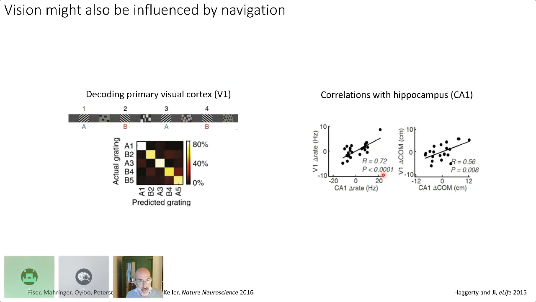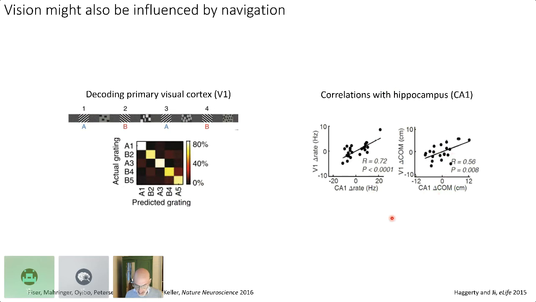And the group of Haggerty and G showed that place cells sometimes fire more, and when they do, it's on the same trials as V1 fires more. Place cells are sometimes displaced to the left or to the right in a track. This is in real reality in rats, and V1 responses also appear to be displaced in the same trials by the same amount.